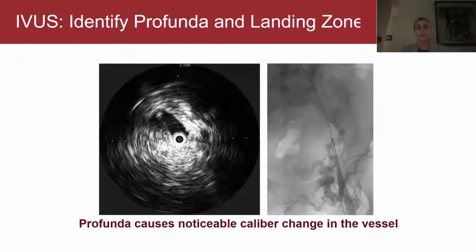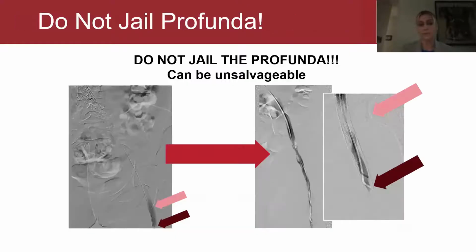So how you select this, you want to find where your profunda is. The important thing about finding the profunda is you'll have a noticeable caliber change in the vessel as you're going through the common femoral. So if you're coming up from the femoral vein and the profunda comes on typically at the lesser trochanter, so you also have an anatomic bony landmark, and you'll see the caliber increase. When you're seeing the collaterals come on and off or the GSV come on and off, you typically do not have a large caliber change in the vessel.